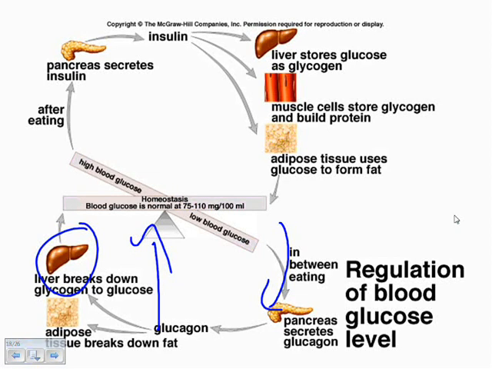Again, know what insulin does. Lowers blood sugar. Know how it does it. Causes your body to make glycogen. It causes your muscles to make glycogen. It causes your adipose tissue to make fat. Adipose is just another name for fat tissue.